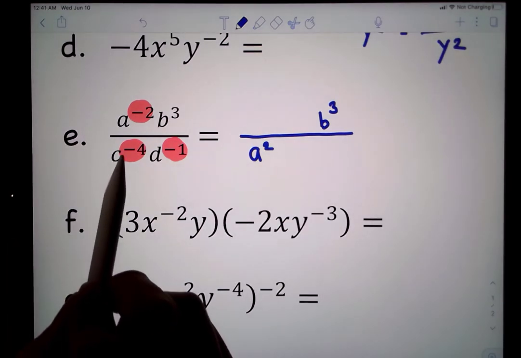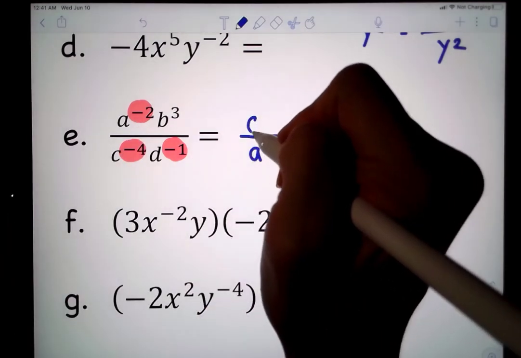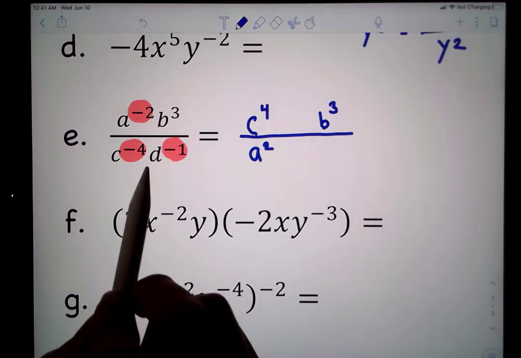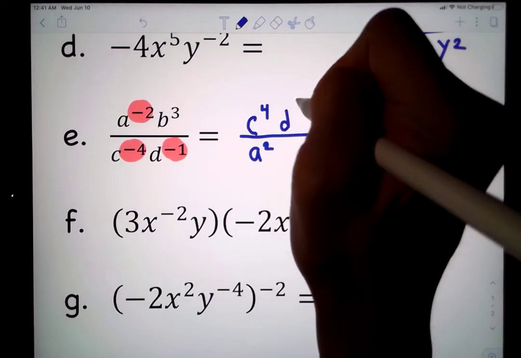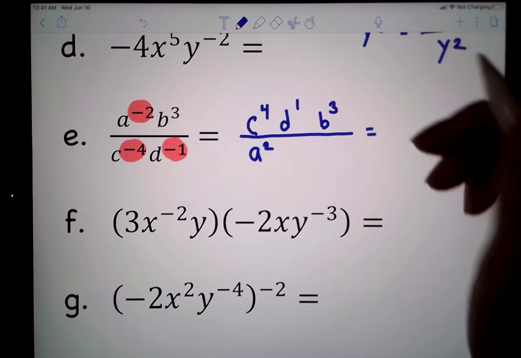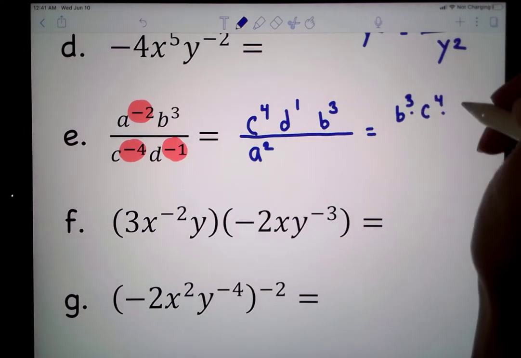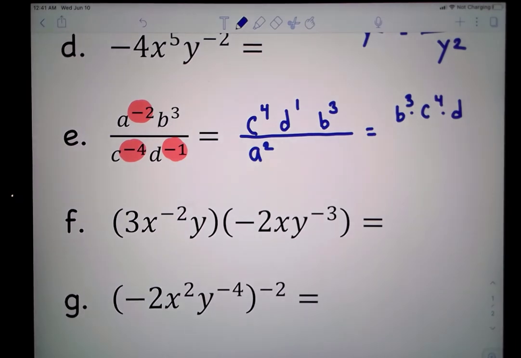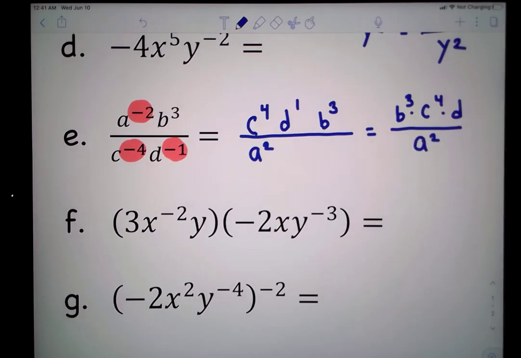And do you see that? C to the negative 4. So negative exponent, get rid of the negative sign, you put it on the top, like that. Do you see d to the negative 1? So put it on the other side, d positive 1, like that. That's it. And then normally we write the letters in order. So I'm going to do b cubed, c to the 4, and d to the first power. Normally we don't write 1, so just keep it like that. I'm not going to write anything for this. And my final answer will be like that.